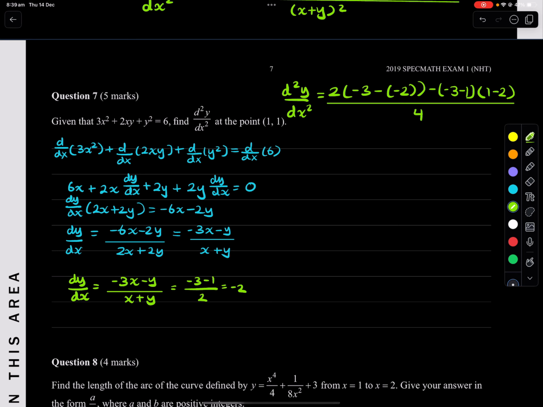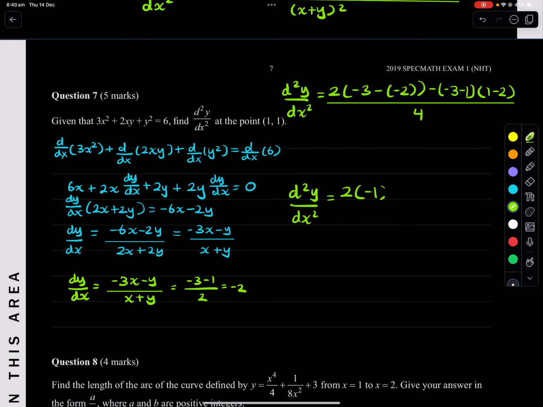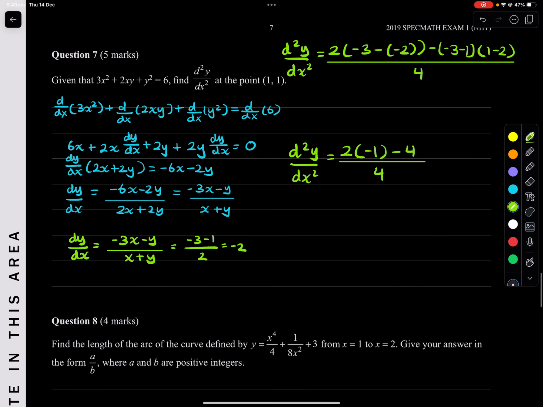Now we just need to simplify this pretty much. So hence your d²y/dx² is going to be 2 times negative 3 plus 2, so it'll be just negative 1, minus negative 4. 1 minus 2 is just negative 1, which is just 4 times 1, which is 4, negative 4 pretty much. Here it's going to be negative 4, all divided by 4.